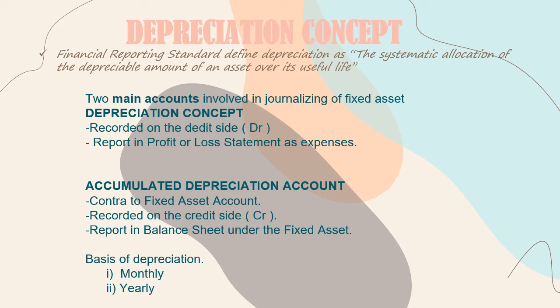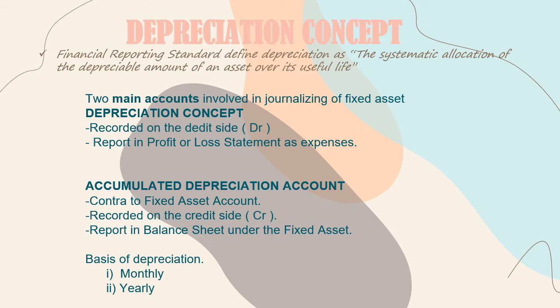Now we continue with the depreciation concept. According to FRS 116, depreciation is defined as the systematic allocation of the depreciable amount of an asset over its useful life. Two main accounts are involved in depreciating a fixed asset. Firstly, depreciation expense, which is recorded on the debit side and reported in the profit or loss statement as an expense. The second main account is accumulated depreciation, which is contra to the fixed asset account, recorded on the credit side and reported in the balance sheet under the fixed asset.